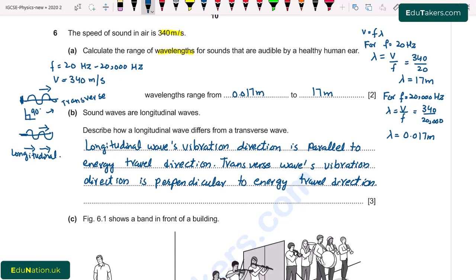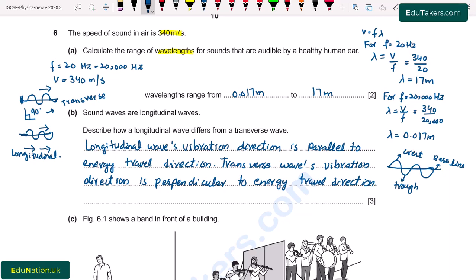The transverse wave will be in this form. And if I consider this is a baseline, the portion of this wave above this baseline is known as crest, while the portion of the wave below this baseline is known as trough. This is for transverse wave.